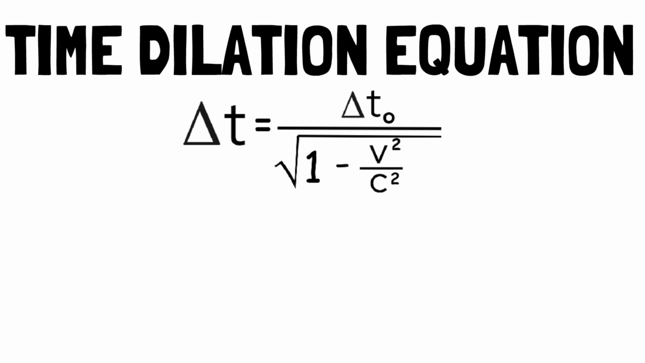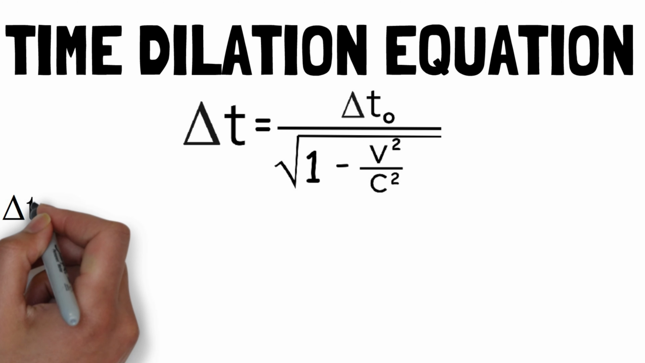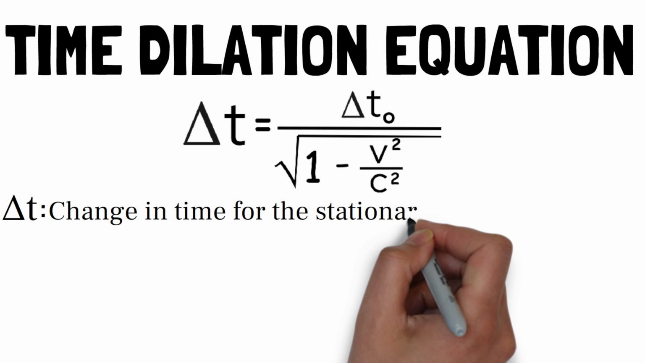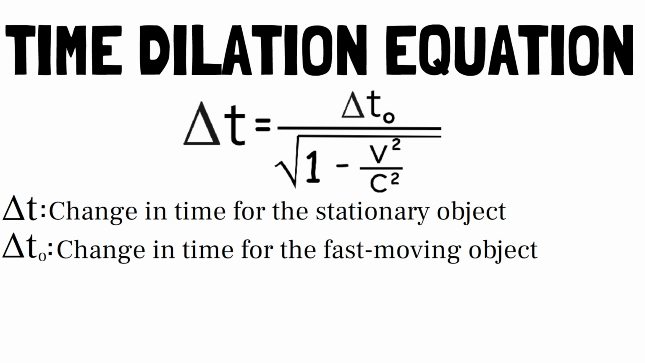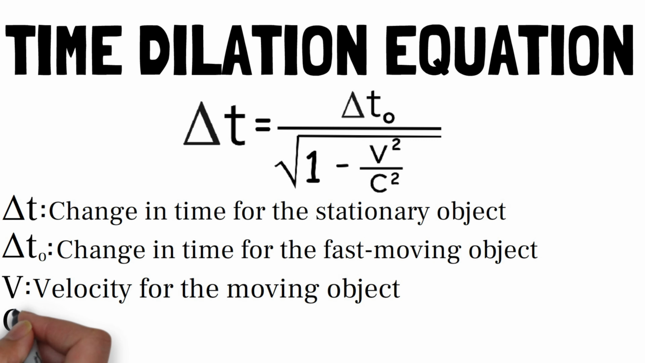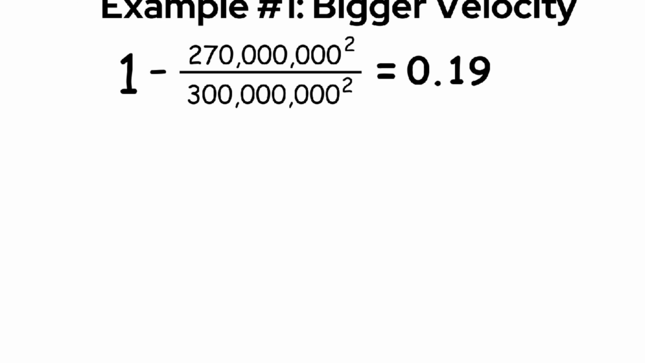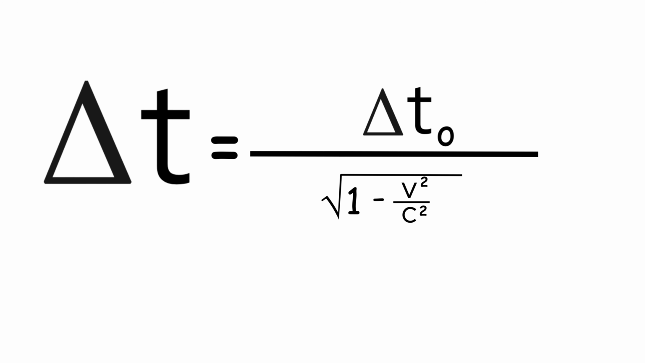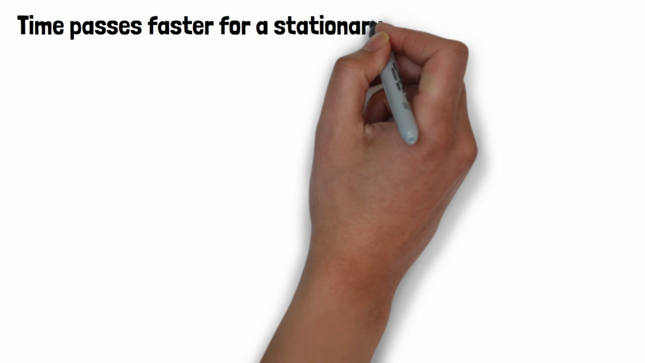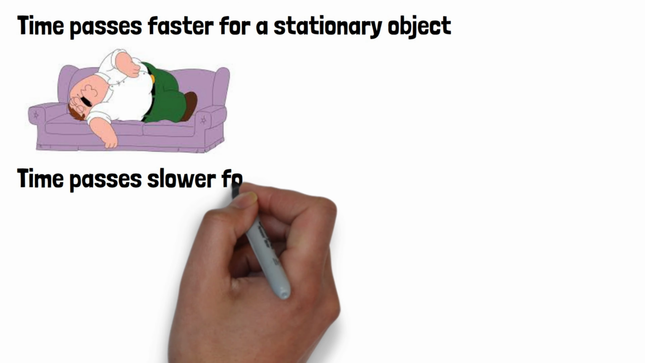The equation for time dilation is shown on screen, where delta t is the change in time for the stationary object, delta t0 is the change in time for the fast-moving object, v is the velocity of the moving object, and c is the speed of light. Now, higher velocities, where v approaches the speed of light, make the bottom of the equation smaller, and as that value shrinks, the value of delta t grows, showing that time passes faster for a stationary object than for a fast-moving object.